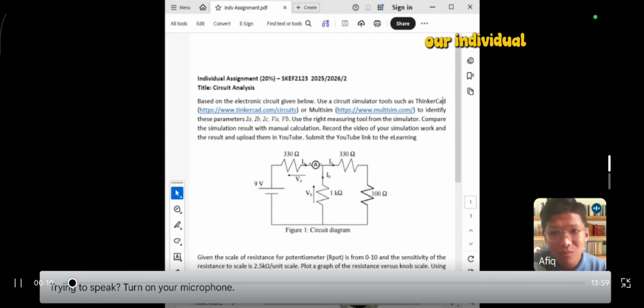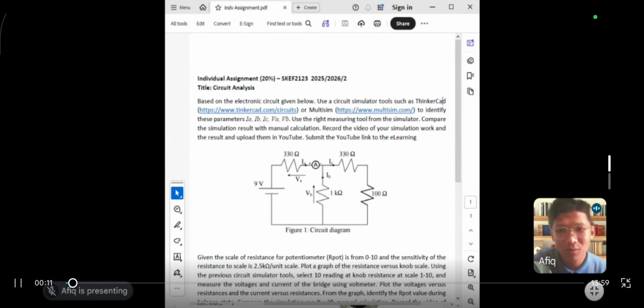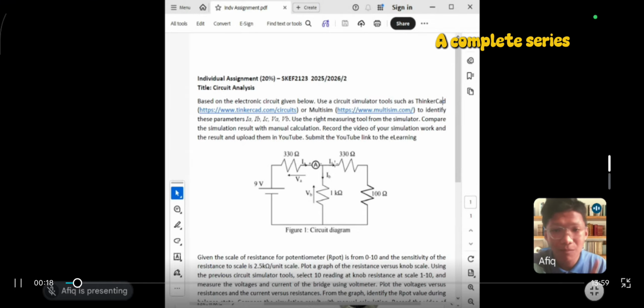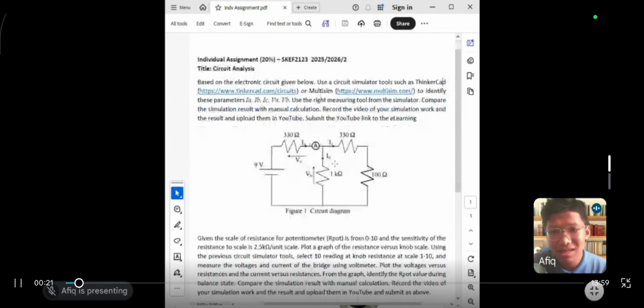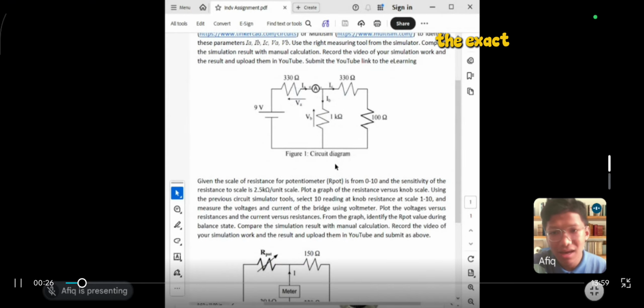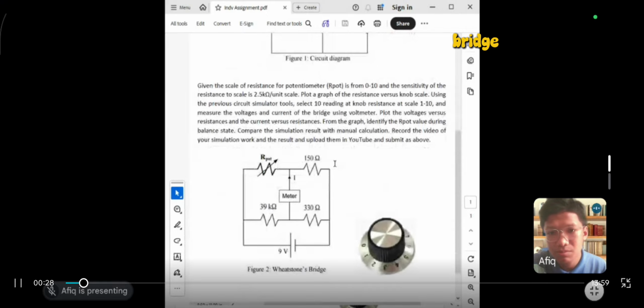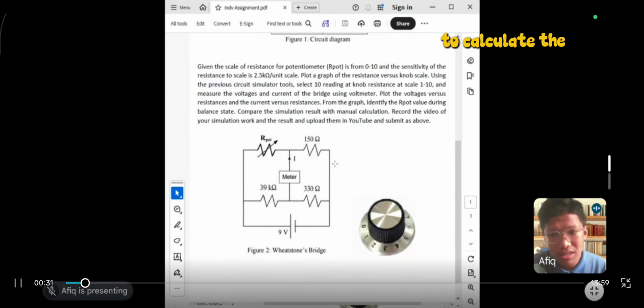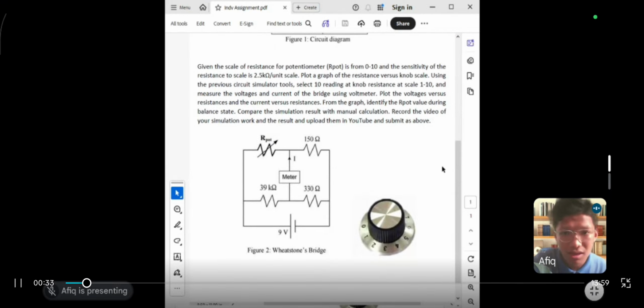Today we are diving into our individual circuit analysis assignment. We have two main tasks here. First, we will perform a complete series parallel DC network analysis, and second, we will calculate and find the exact balance point of the Wheatstone's bridge circuit. We are going to calculate the theoretical values by hand and see how they verify inside Tinkercad and look at the final comparison data. And let's get right into circuit one.